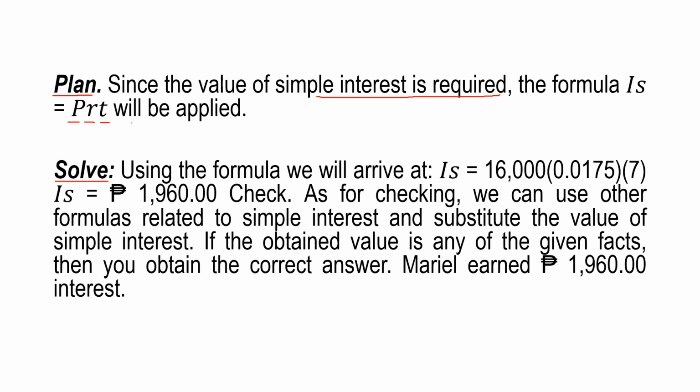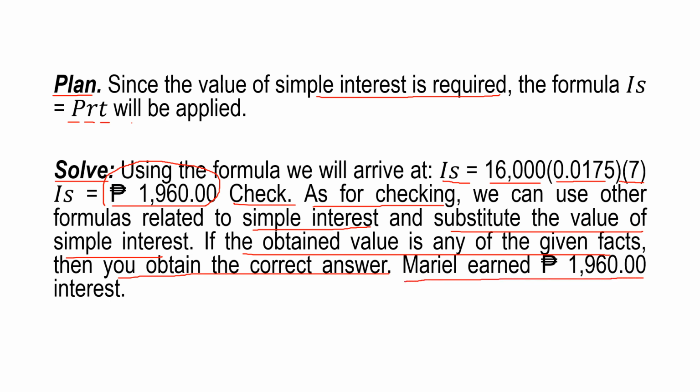Again, using the formula, we will arrive at I sub S is equal to 16,000 multiplied by 0.0175 multiplied by 7 years. So the simple interest for this one is 1,960 pesos. Then for us to check, we can use other formulas related to simple interest and substitute the value of simple interest. If the obtained value is any of the given facts, then you obtain the correct answer. So therefore, Marielle earned 1,960 pesos as interest on the money that she deposited in a bank.